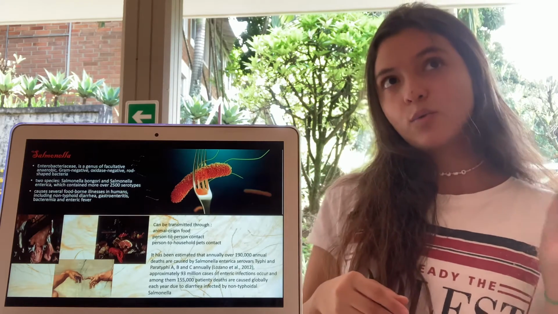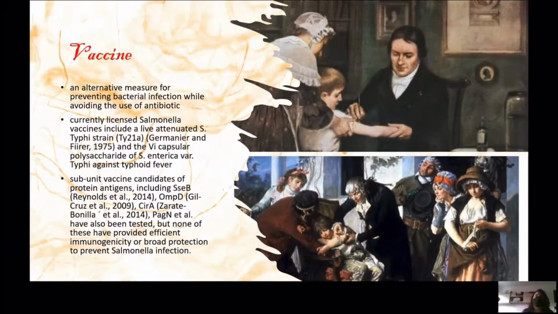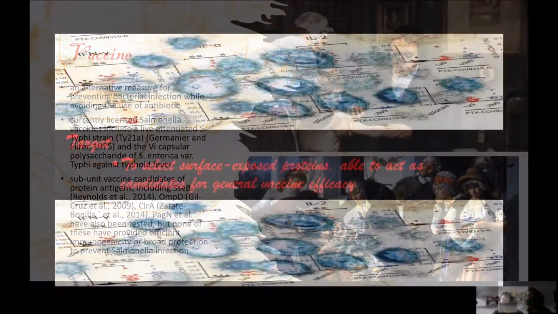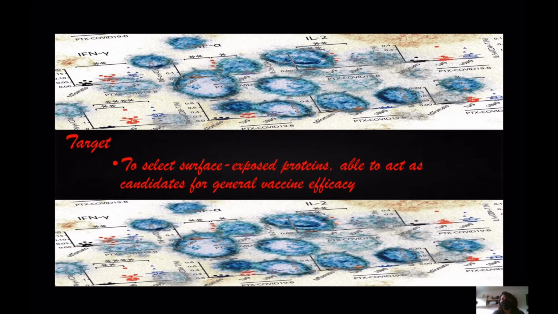It kills among 155,000 children. The vaccine is an alternative because across time the bacteria have increased their resistance against antibiotics. The current licensed Salmonella vaccines include a Ty21a strain and a polysaccharide of S. enterica var Typhi against typhoid fever. There are some protein candidates. The target is to select surface-exposed proteins able to act as candidates for general vaccine efficacy.